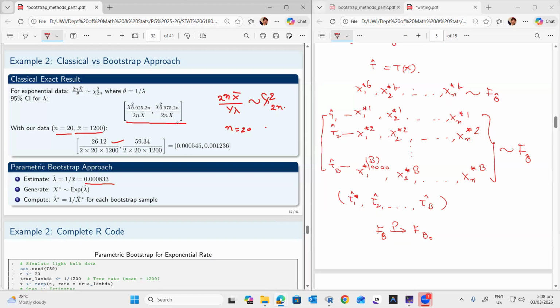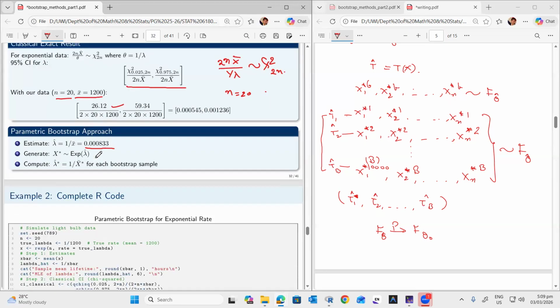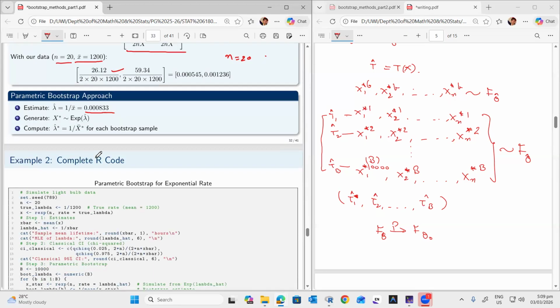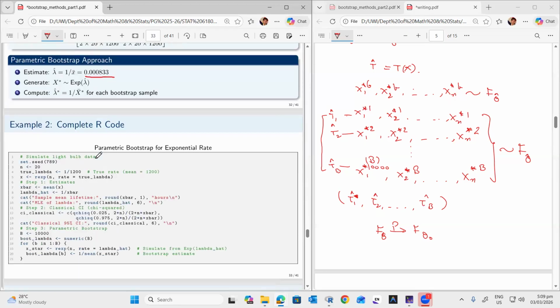0.000833. All right. So in the bootstrap approach, what we are going to do is generate the sample from the given value of lambda cap, that is 0.000833, and then we compute the lambda cap star for each bootstrap sample. All right, and then we compute the confidence interval for that one.